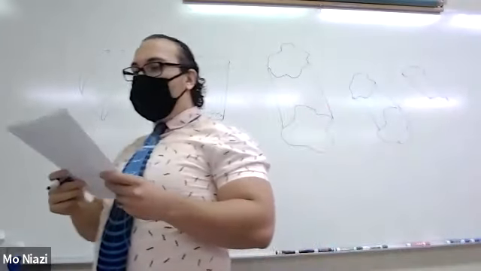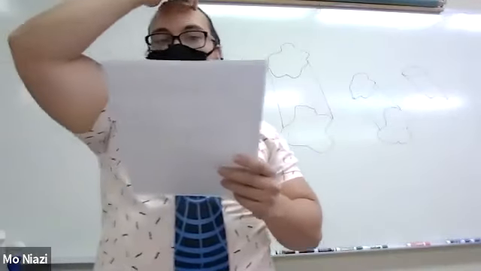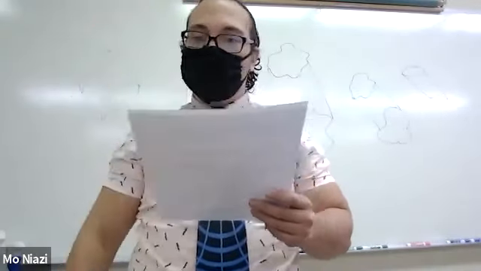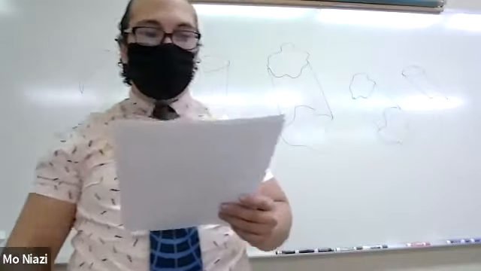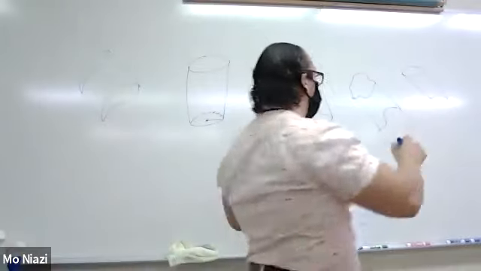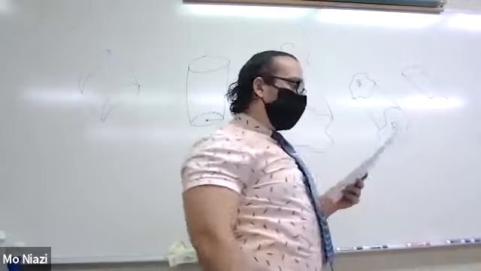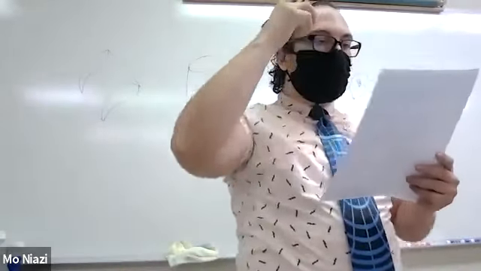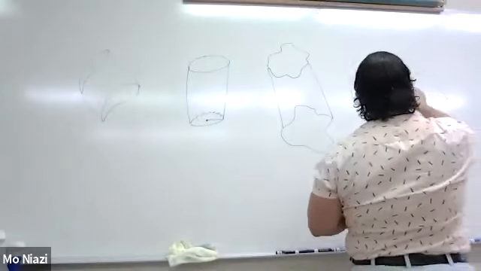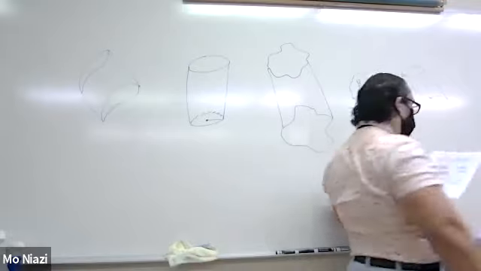So consider two identical closed curves contained in parallel planes. By joining corresponding points on the two curves with line segments, the result is called a cylinder. Each curve with its interior is called a base. Base over here, base over here. The remaining points constitute the lateral surface of the cylinder. So all of this right here is our lateral surface, our LS.